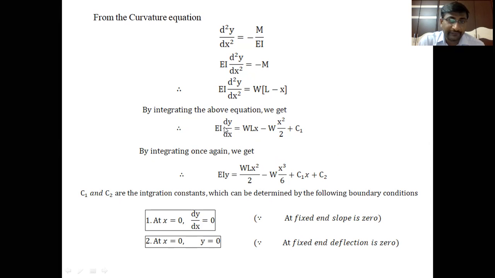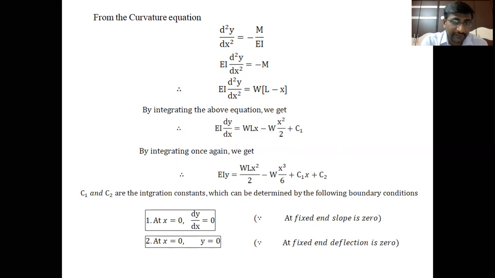By eliminating the C1, we will get the final slope equation. So how to eliminate the C1? By substituting the x value 0 on the right hand side, then dy by dx is 0 on the left hand side. Substitute in place of dy by dx the value 0, then we get 0 on the left side, 0 into EI, so 0. That is equal to, in place of x also 0. So WL into 0, 0 minus W into 0 square by 2, 0. So the only thing remaining on the right side is C1. So C1 is equal to 0.